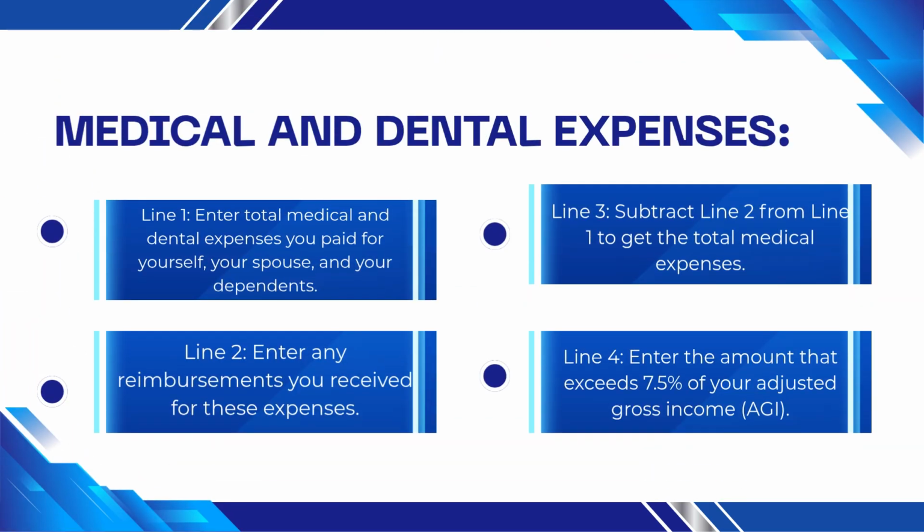Point 1 is medical and dental expenses. In line 1, enter total medical and dental expenses you paid for yourself, your spouse, and your dependents. In line 2, enter any reimbursements you received for these expenses. In line 3, subtract line 2 from line 1 to get the total medical expenses. In line 4, enter the amount that exceeds 7.5% of your adjusted gross income.